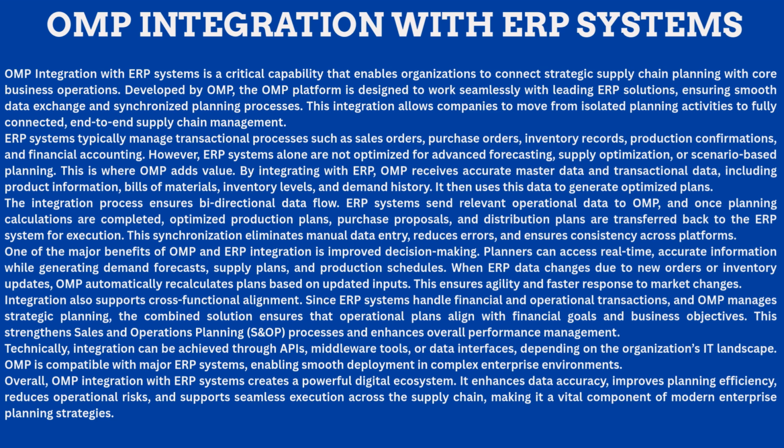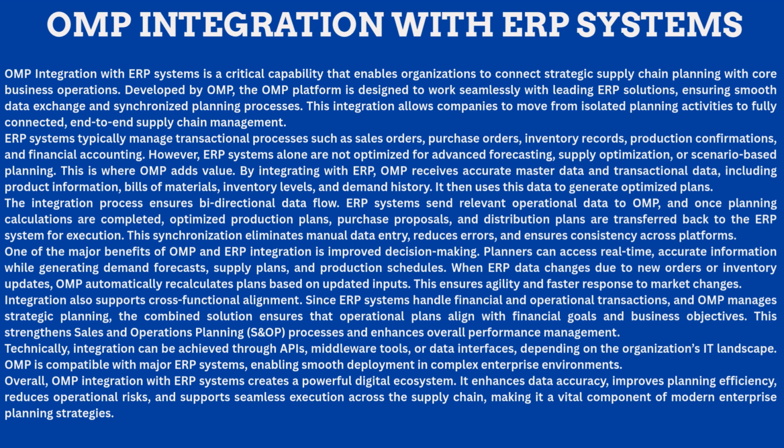ERP systems typically manage transactional processes such as sales orders, purchase orders, inventory records, production confirmations, and financial accounting. However, ERP systems alone are not optimized for advanced forecasting, supply optimization, or scenario-based planning. This is where OMP adds value. By integrating with ERP, OMP receives accurate master data and transactional data, including product information, bills of materials, inventory levels, and demand history. It then uses this data to generate optimized plans.